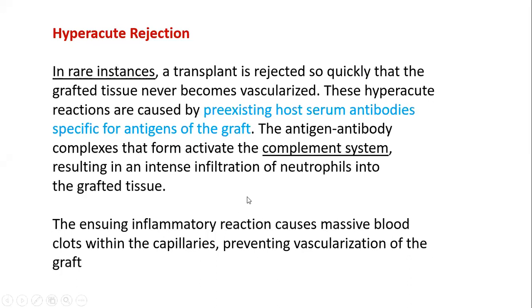because they have the memory in the system. The antibodies are in place, they can clonally propagate and they can recognize the antigens coming from the graft. So, hyperacute rejection: in rare instances, a transplant is rejected so quickly, within 3 days, that the grafted tissue never becomes vascularized, which takes 3 to 7 days. These hyperacute reactions are caused by pre-existing host serum antibodies specific to antigens of the graft.